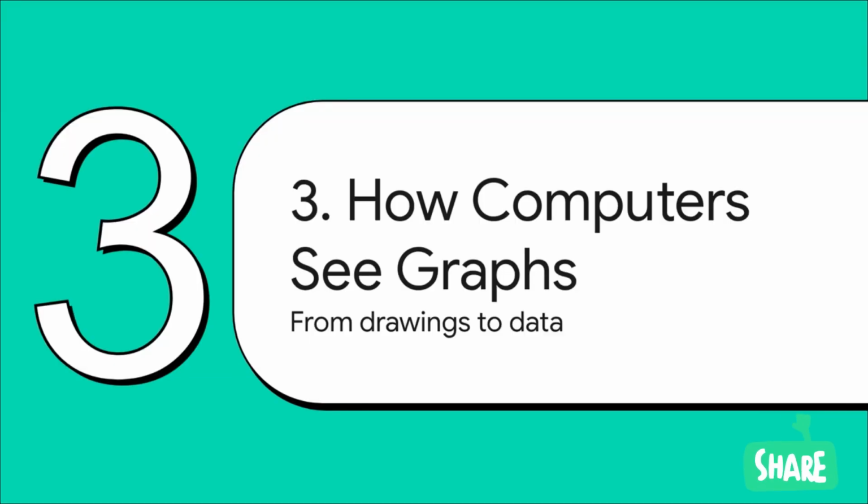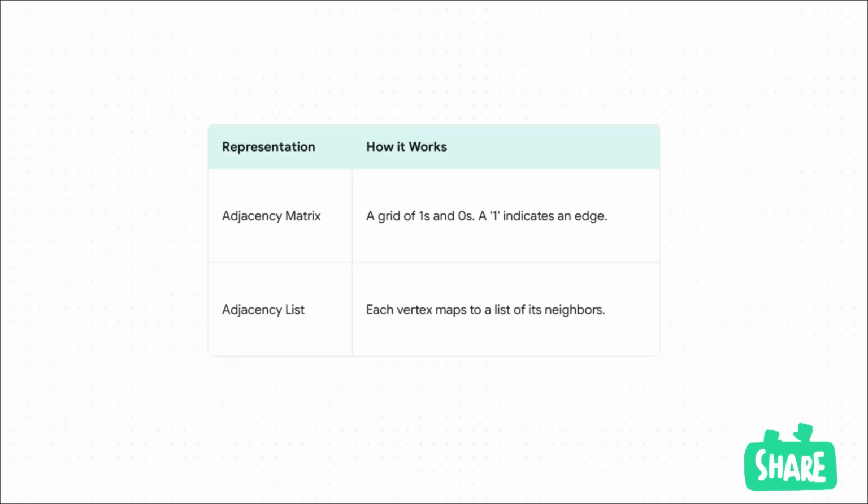Okay, so that's all great as an idea, but how does this abstract concept of points and lines actually get stored inside a computer? How do you turn a drawing into data it can actually process? Well, computers usually use one of two main ways. The first is called an adjacency matrix. You can think of it like a big grid where a 1 marks a connection between 2 points. The other way is an adjacency list, which is maybe more intuitive. For each point, you just make a list of all of its direct neighbors.